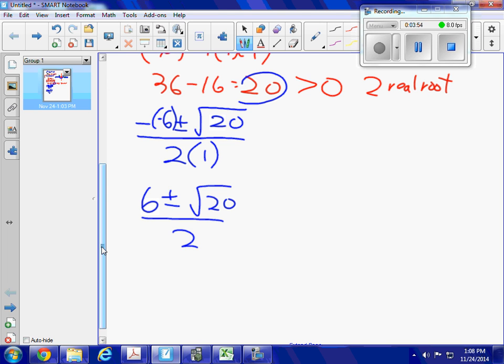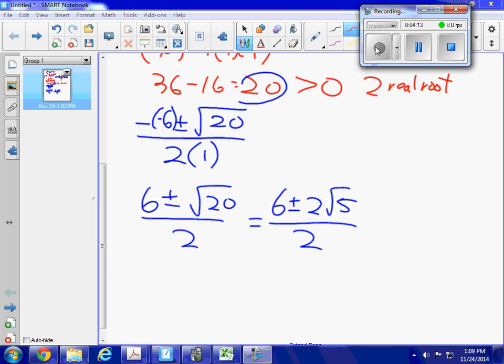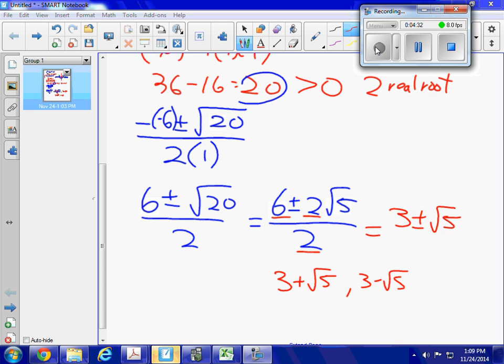I'm going to simplify that a little bit. I'm going to call that 6 plus or minus 2 square root of 5 over 2. Since all of the terms here can be divided by 2, I'm going to call this 3 plus or minus the square root of 5. So those are my two real roots: 3 plus the square root of 5 and 3 minus the square root of 5.